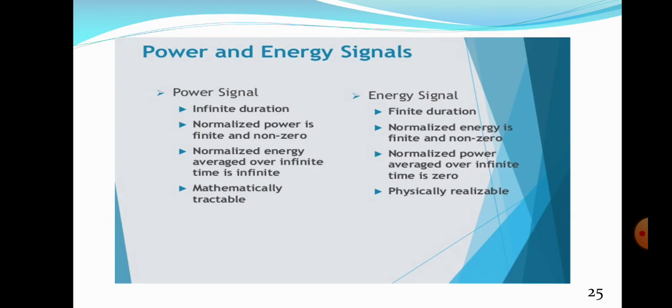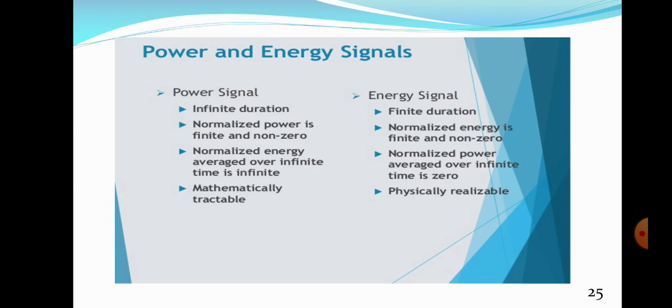So a power signal has infinite duration, whereas an energy signal has finite duration. The second and third characteristics I will explain once again. The first characteristic differentiates between power signal and energy signal: a power signal has infinite duration, whereas an energy signal has finite duration. And the last characteristic: a power signal is mathematically traceable, whereas an energy signal is physically realizable. So the second and third we can explain like this.